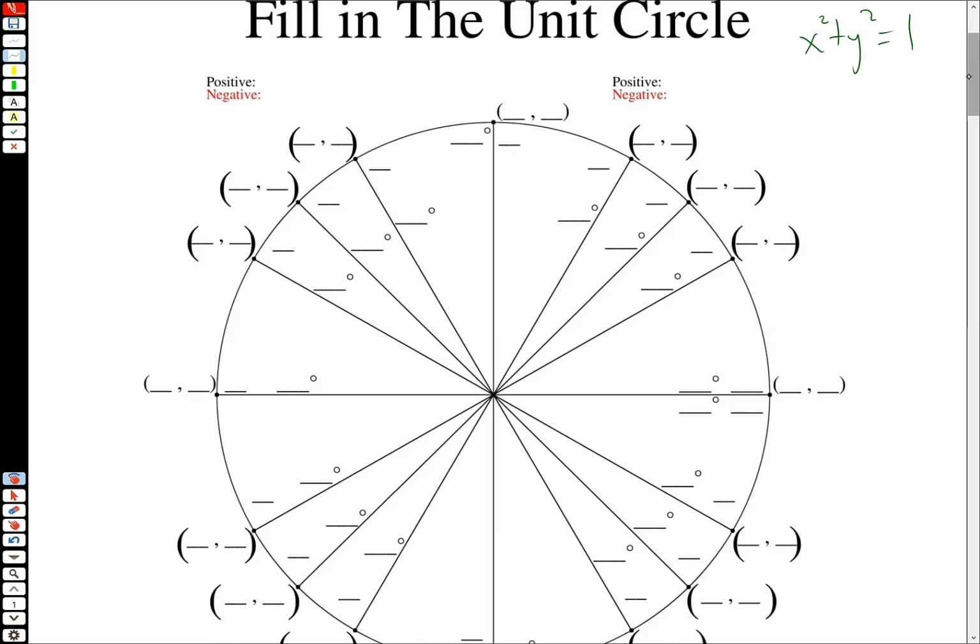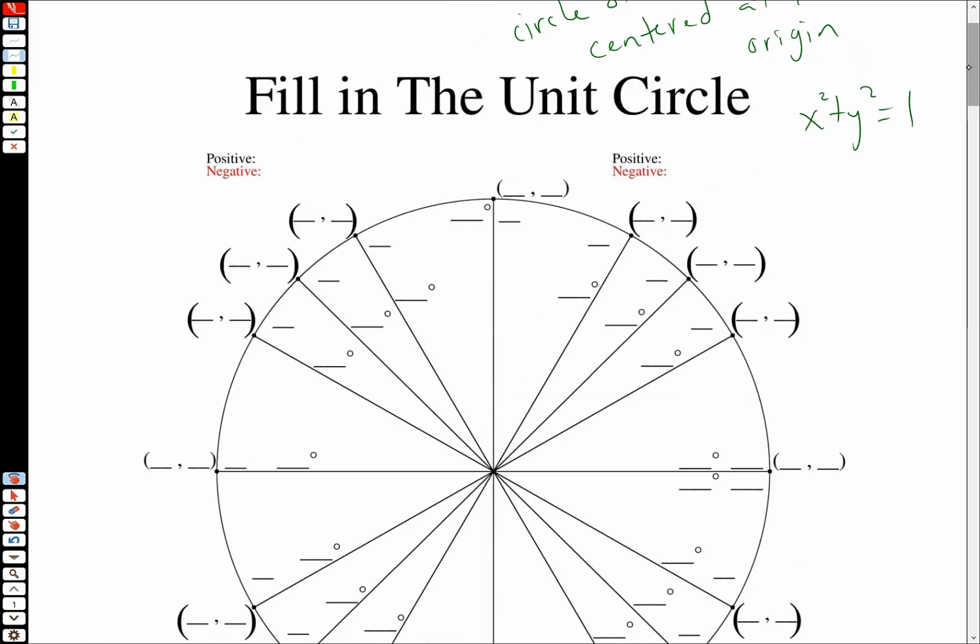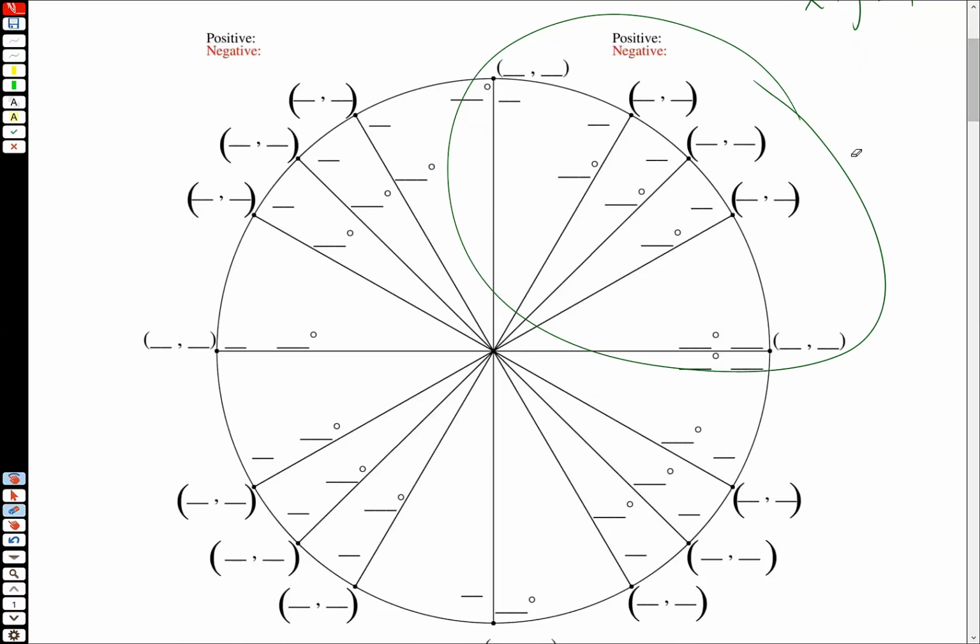Again, today we're going to fill out all the angles, and we're going to fill out all the coordinates in the first quadrant and some other special coordinates as well. And then in class, you should fill out the rest of these. So let's go ahead and start with the angles.